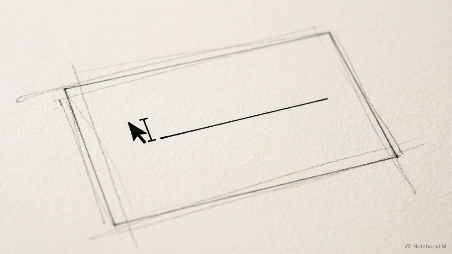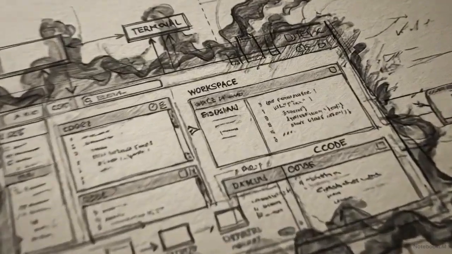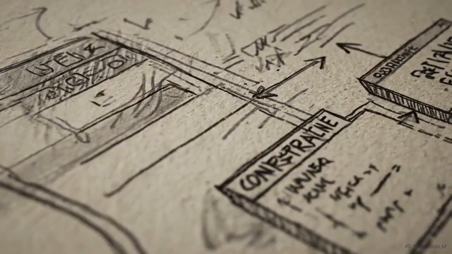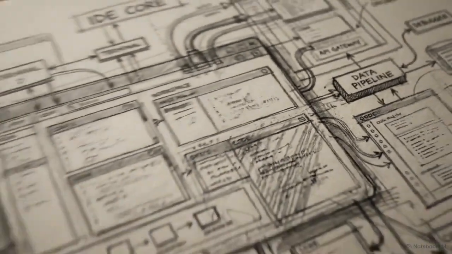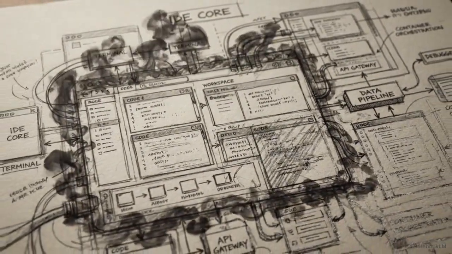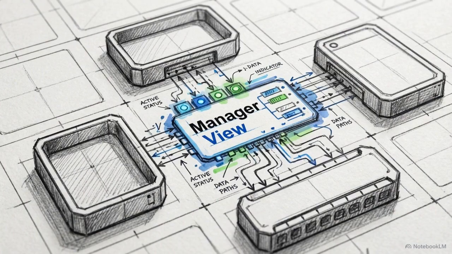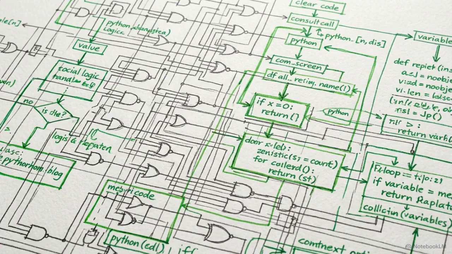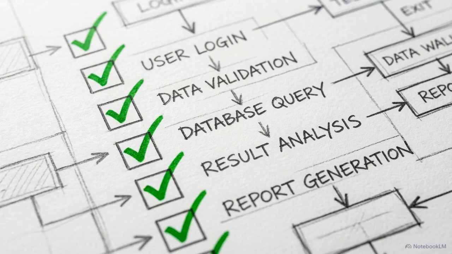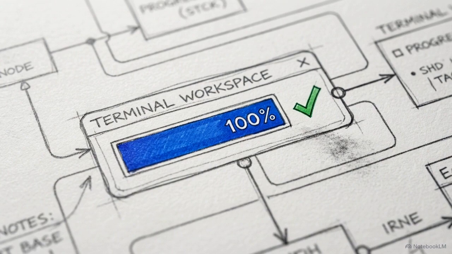Step 1 is upgrading your workspace. A single chat window is fine for answering questions, but building software requires parallel orchestration. You need multiple agents working on different parts of the application at the same time. We handle this by configuring a manager view inside the IDE. This gives you a high-level dashboard where you act as the orchestrator, watching multiple Gemini agents draft code, test new features, and install dependencies simultaneously.